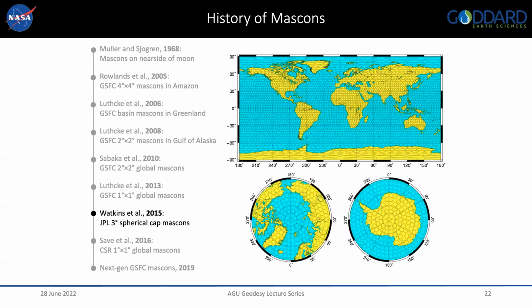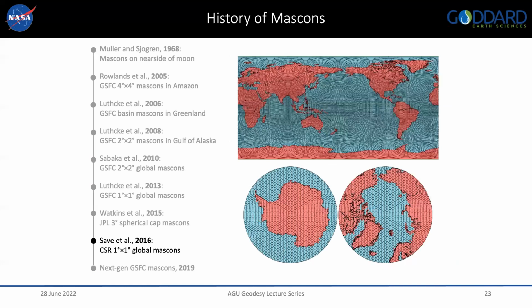In 2015, other research centers began to release their own global MASCONs. I mentioned before, JPL is another center, and they created a product using 3 arc degree spherical caps. So larger MASCONs that they then downscaled with a procedure to improve the resolution along the coasts. And the next year, University of Texas Center for Space Research published their own paper presenting their own global MASCONs.